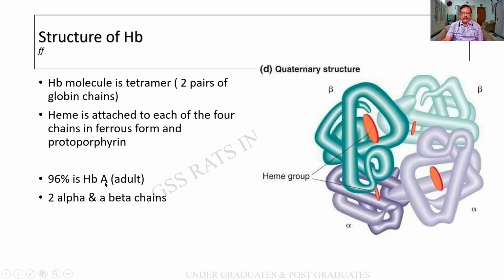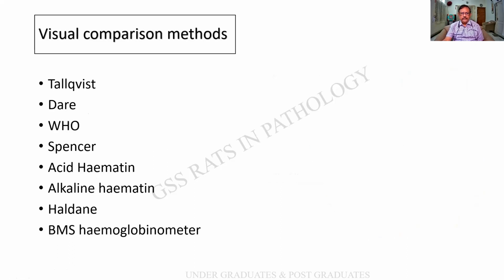Of these, hemoglobin A is the most common, 96%, and the others are lesser. Therefore, any estimation can per se mean hemoglobin A unless there is a massive reduction. Coming to the topic of the day, the various methods for hemoglobin estimation. First and foremost shall be visual comparison methods.